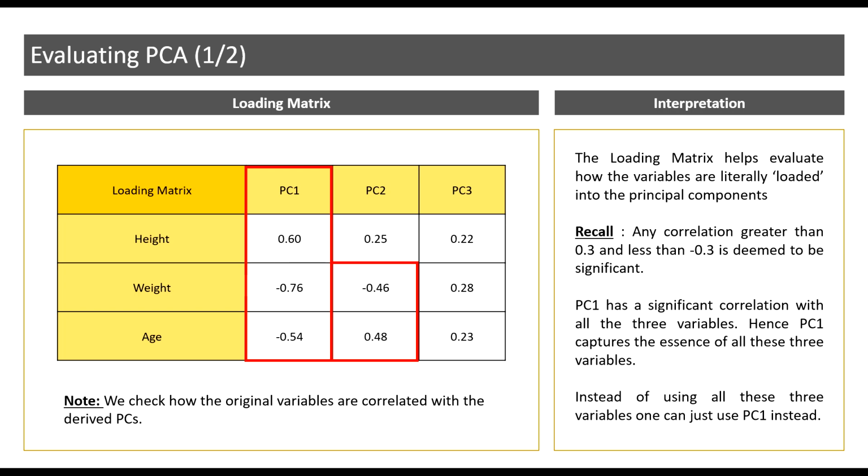If you can observe carefully, PC2 has a significant correlation with weight and age. So we can say that PC2 captures the essence of 2 out of 3 variables. And the last principal component, that is PC3, if you can observe carefully, has no significant correlation with height, weight, or age. Conclusively, as long as any one of the principal components capture the essence of all the variables, it is okay.